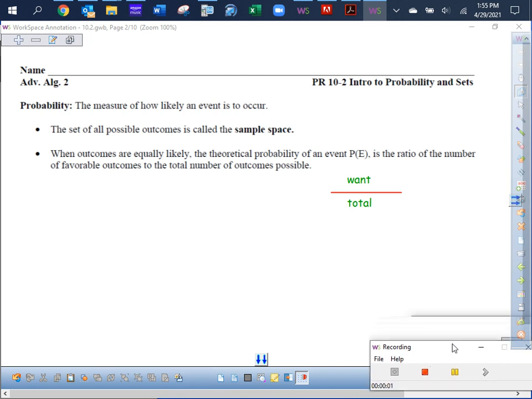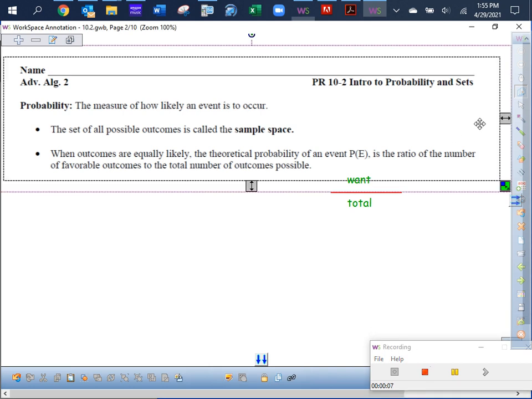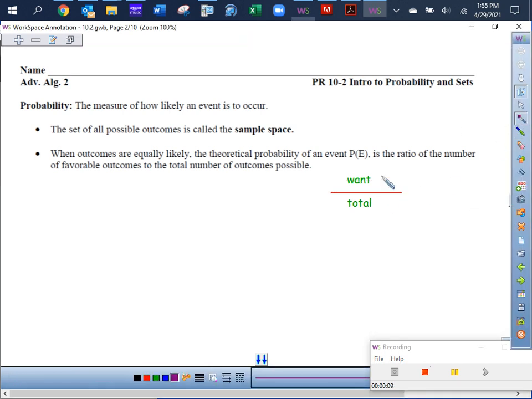All right, man. 10-2 in Advanced Algebra 2, doing a little probability and some sets. A lot of stuff we've done before, so not the hardest thing in the world. So, a few basic definitions first.